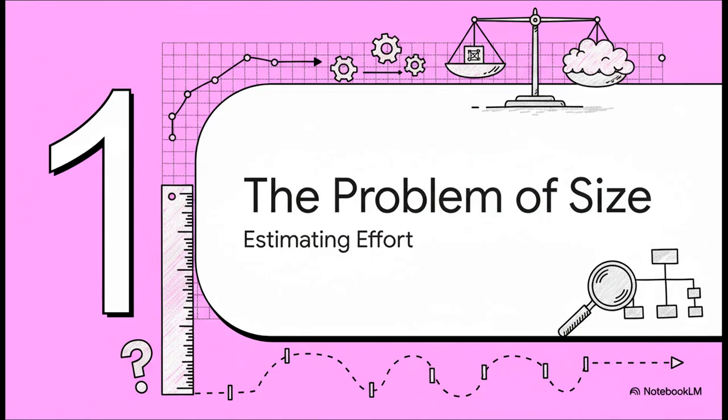Everything in project management, whether it's budgets or deadlines, it all hinges on one thing first: getting a handle on the size. If you don't know how big the project is, you're basically just taking a wild guess. So the very first challenge for any software team is to figure out a decent way to measure the size of what they're building before they even start.